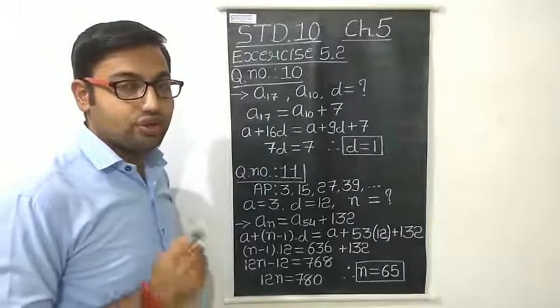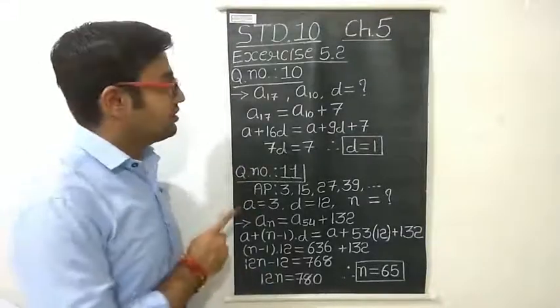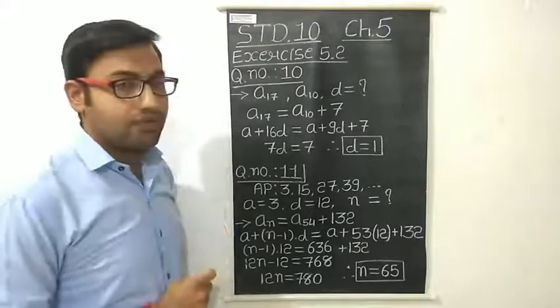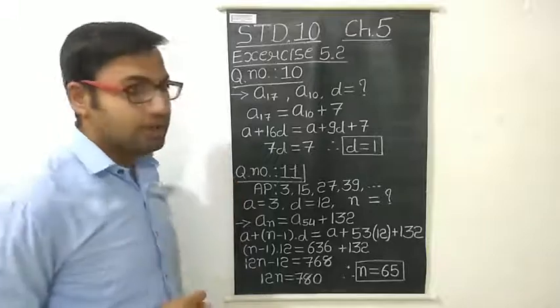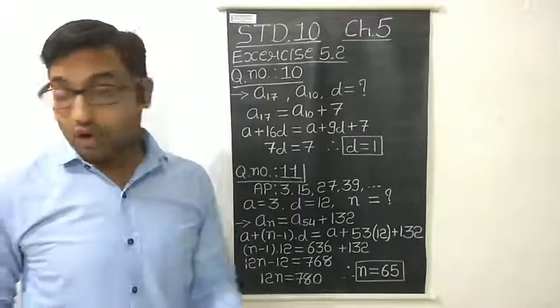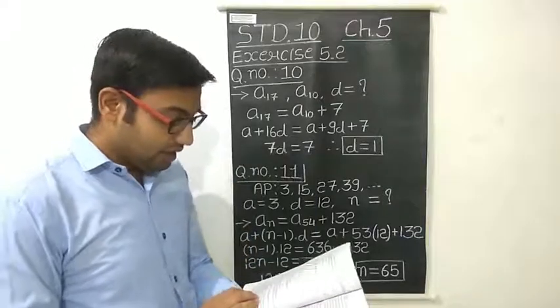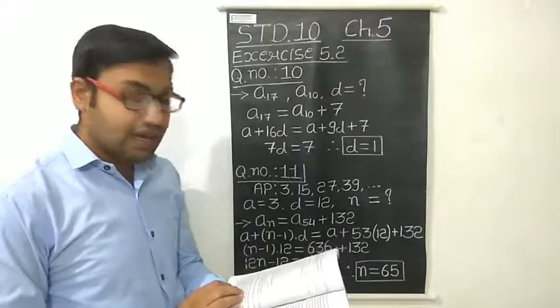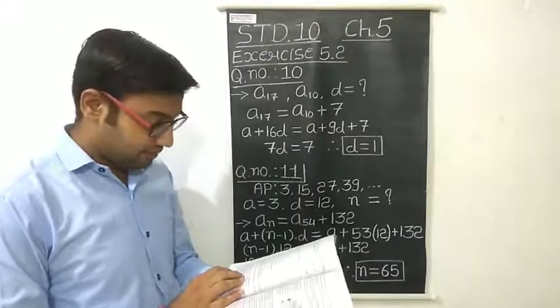Hello students, today we will continue with exercise 5.2. This is the topic of standard 10, chapter number 5, arithmetic progressions. Okay, so now we will study question number 10. And what is the question? The question is: the 17th term of an AP exceeds its 10th term by 7.